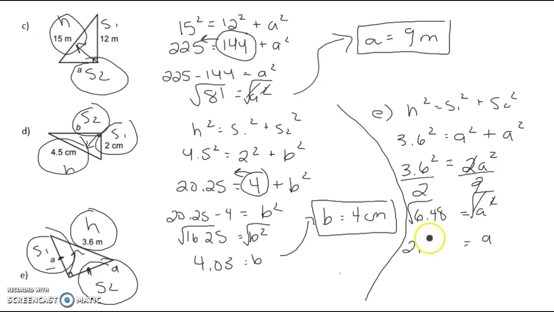2.54. And because we're rounding to the nearest tenth, we look at the one beside it. And because it's lower than 5, we just leave it as 2.5, and we're dealing with meters, so it's 2.5 meters equals A.